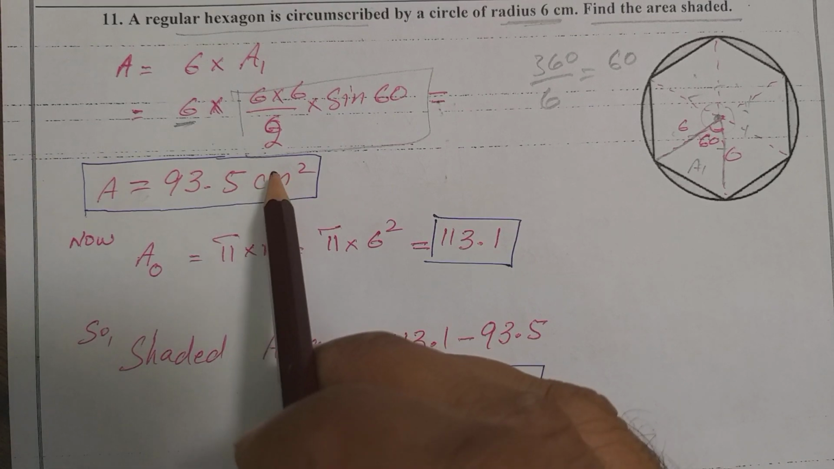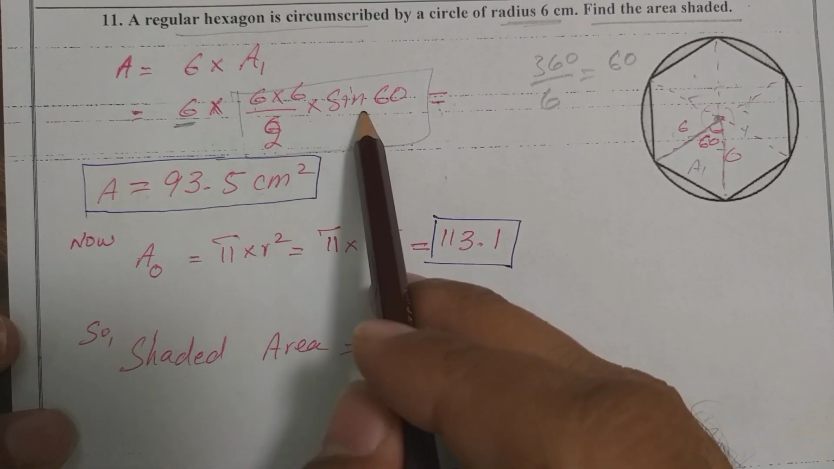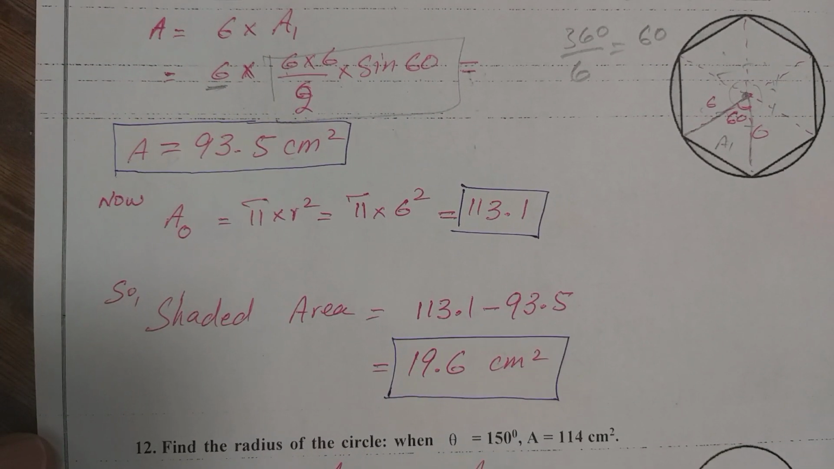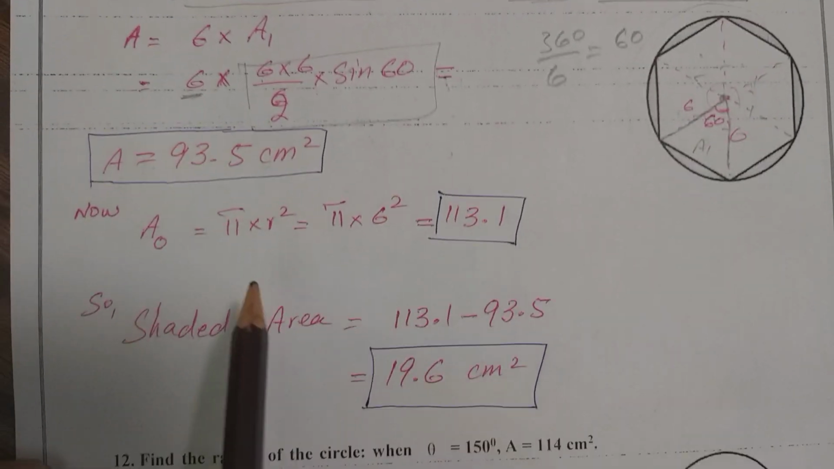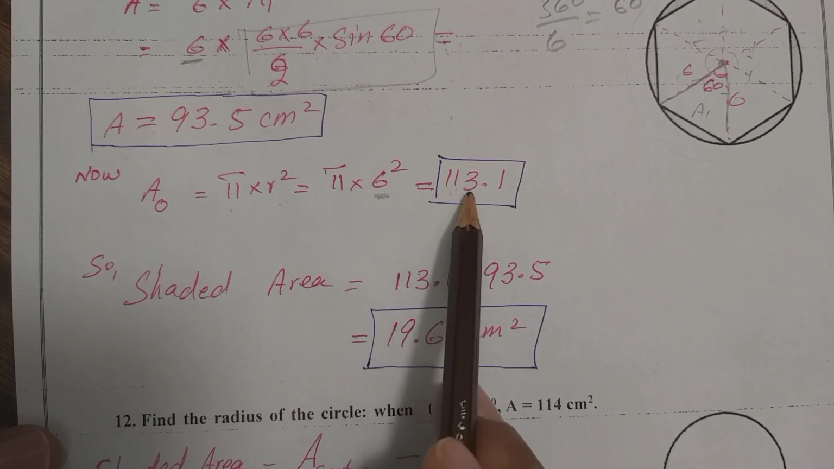This is the area of the triangle formula: 1 over 2 times a times b times sine 60. Simplify, you find the answer 93.5 centimeter square. Then find the area of the circle. So area of circle pi r square. So radius is 6. Simplify, you find 113.5.